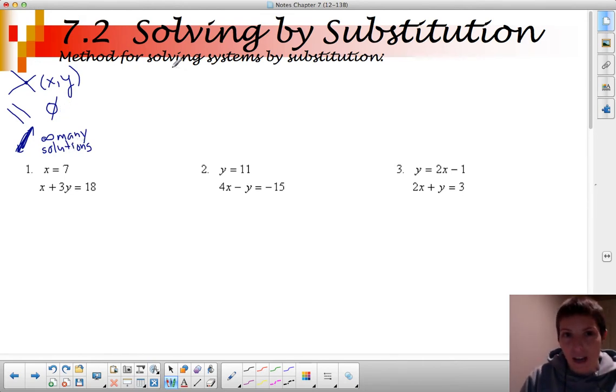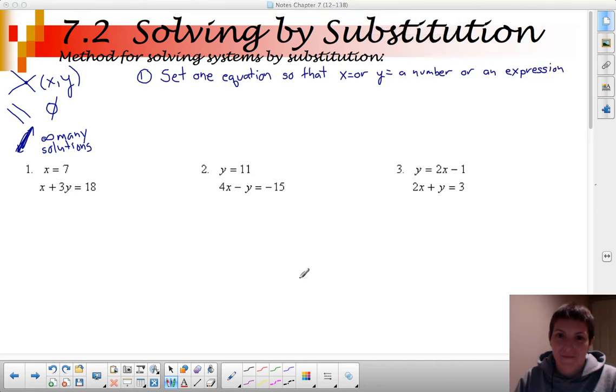Now today's job is going to be solving, instead of by graphing, by substitution. The steps to substitution are pretty basic. The first thing we need to do is solve so that we either have one variable equal to a number or equal to an expression. Set one equation so that x equals or y equals a number or an expression.